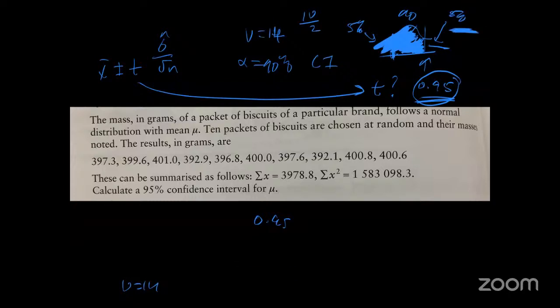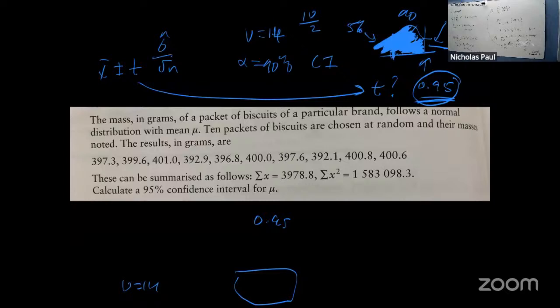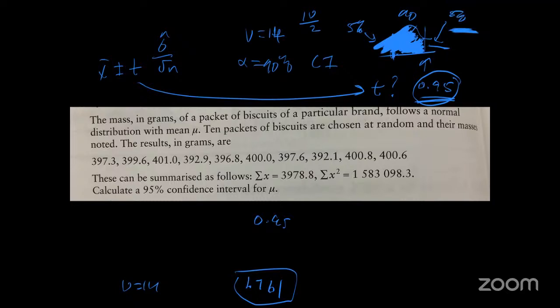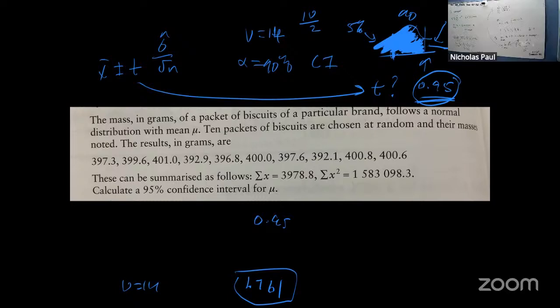When you go to your table, you should get 1.761. That's okay, right, Amber? You're not reading out 0.9, you're reading out 0.95. Okay, everybody okay with it? Amber? Bradley? Alright, so that's the way you use the t.